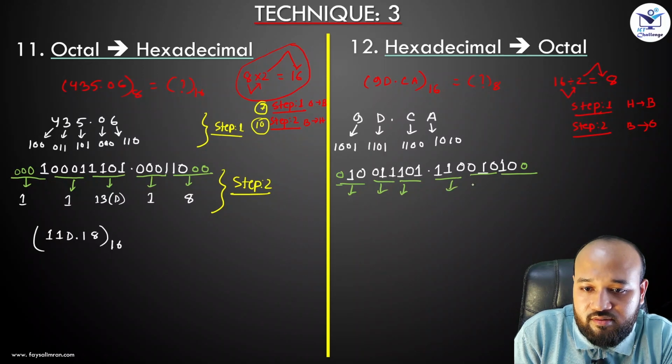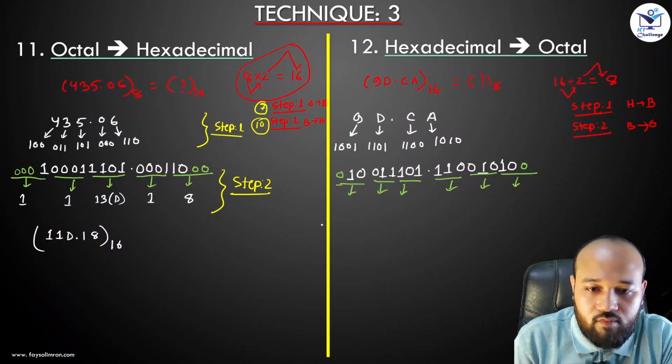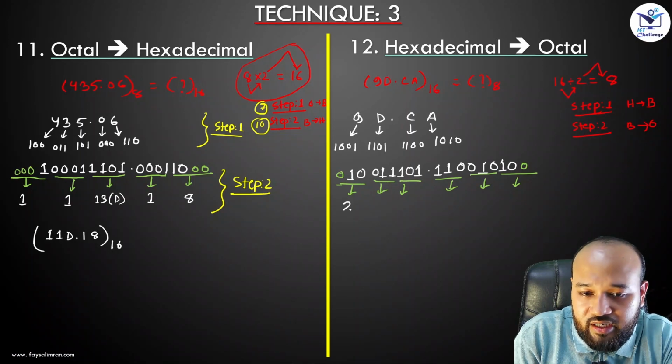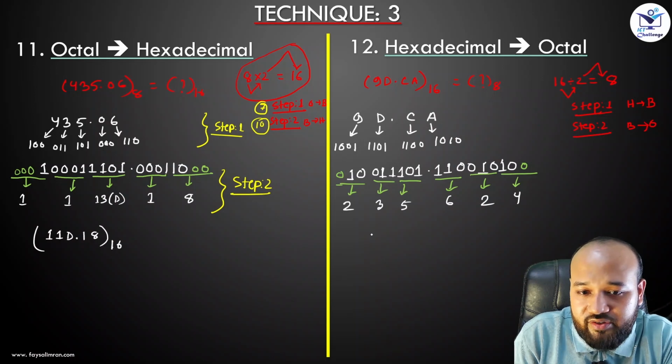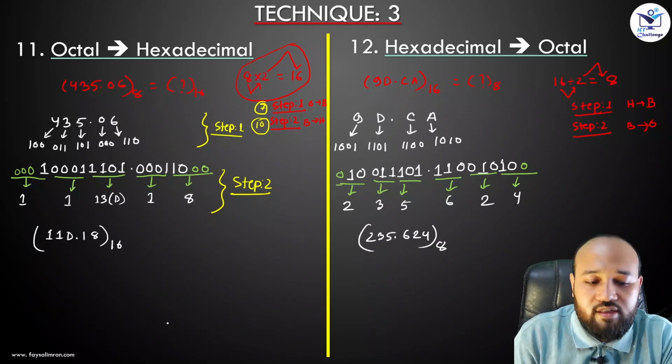So the octal number will be: 010, this binary represents 2, 011 means 3, 101 represents 5, 110 is 6, 010 will be 2, 100 is 4. So the result is 235.624. This is our octal number.